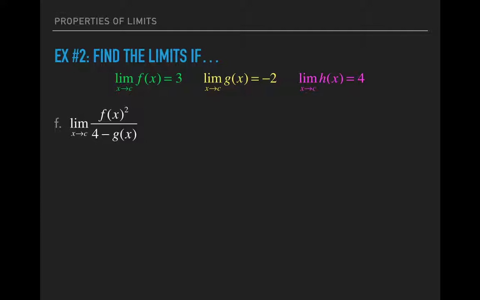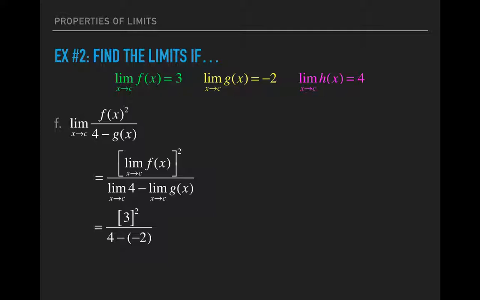Oh man, we're at our last example here in example 2. We have the f function squared divided by 4 minus g. We're taking the limit of that expression. So again, we're just using our properties. We're going to take the limit of the f function and square it. Not the whole thing, because not the whole thing is squared, just the f function. And then divide it by the limit of 4 minus the limit of g.